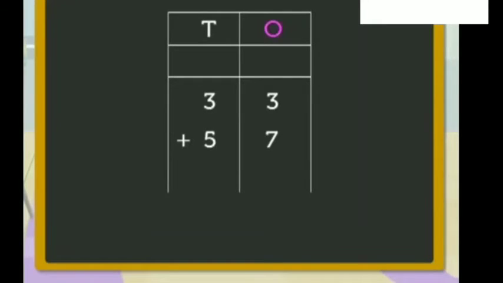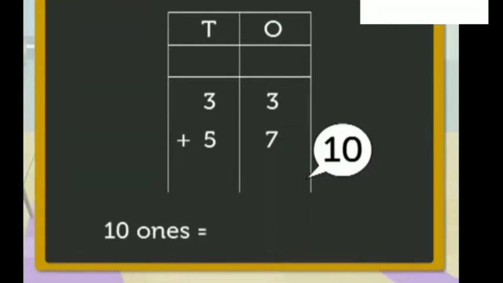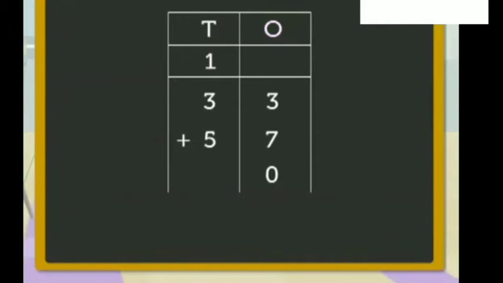In the ones place column, 3 and 7 are there. You have to add these two numbers. Keep 7 in your mind and take 3 fingers: 8, 9, 10. 10 is a two-digit number: 1 ten and 0 ones. Now write 0 ones in the ones place column, and carry the 1 ten forward to the tens place column.